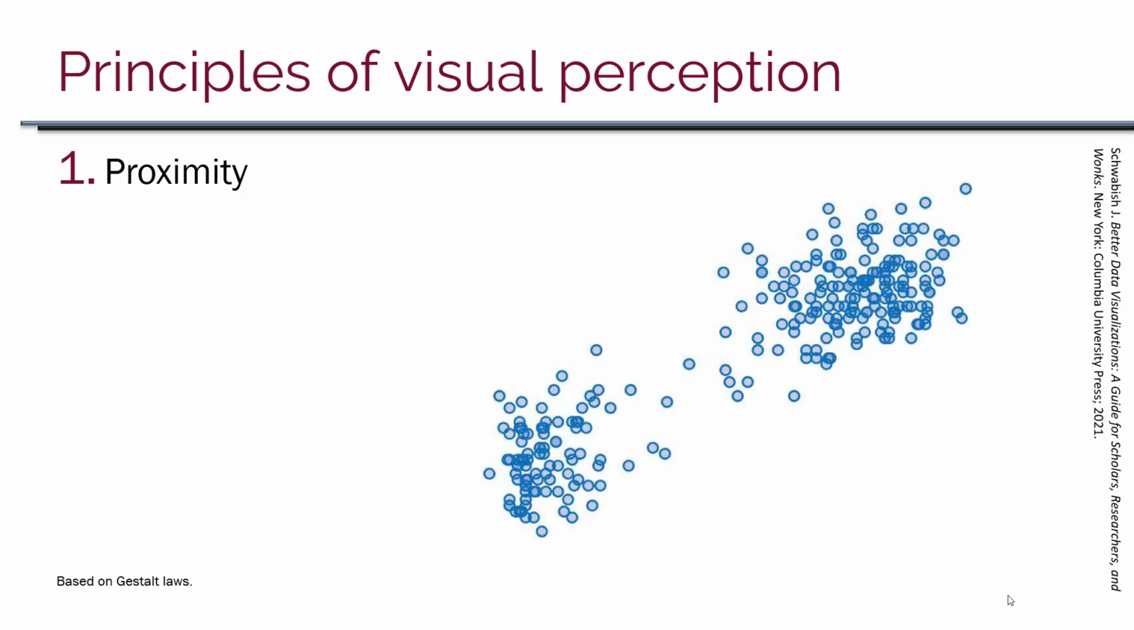2, right? So you can see these are in their proximity, and then there's a group over there. So keep that in mind.